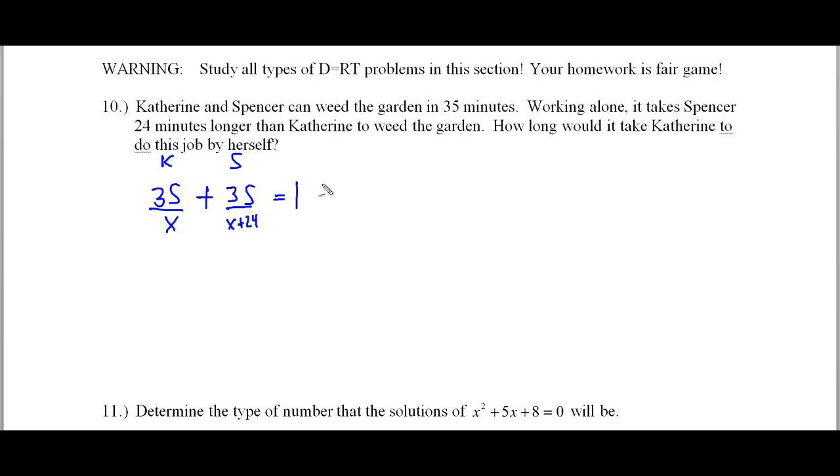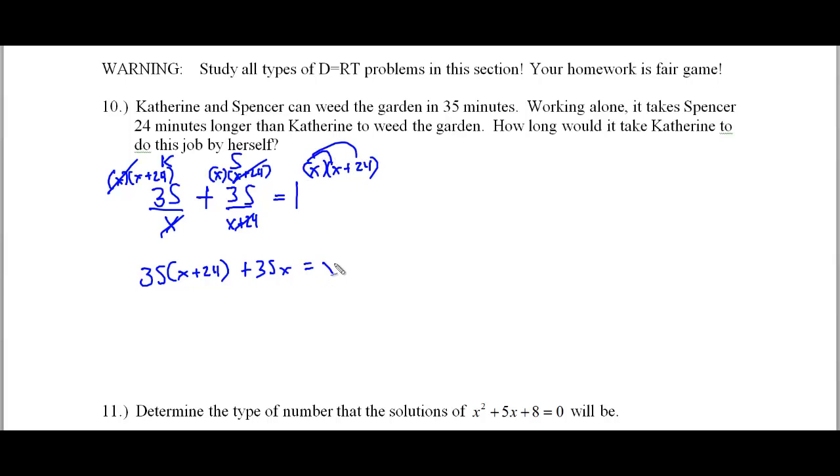So just like in the previous problem, we now have the setup, but what we're going to do is clear the denominator. So everything gets multiplied by x and x plus 24. You're hearing the water pump in the background if you're wondering what that noise is. Okay, so these x's simplify. So I have 35 times x plus 24. This x plus 24 simplifies, which leaves me with just 35x. And then this is 1 times this, which is x squared plus 24x. So this is 35x plus 840 plus 35x is equal to x squared plus 24x.